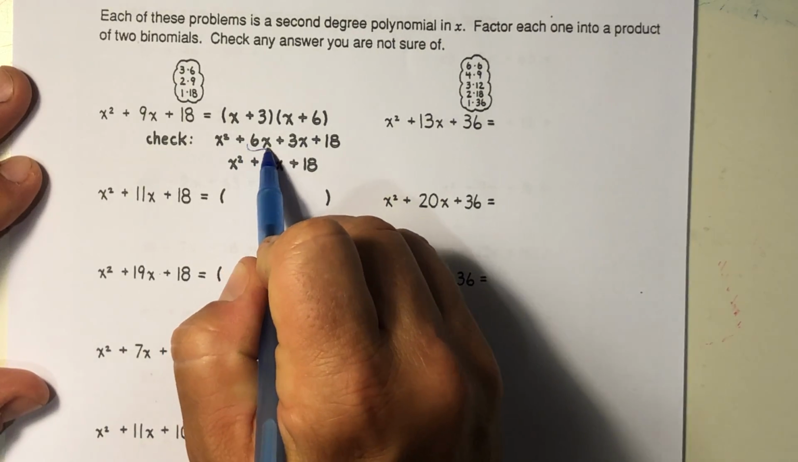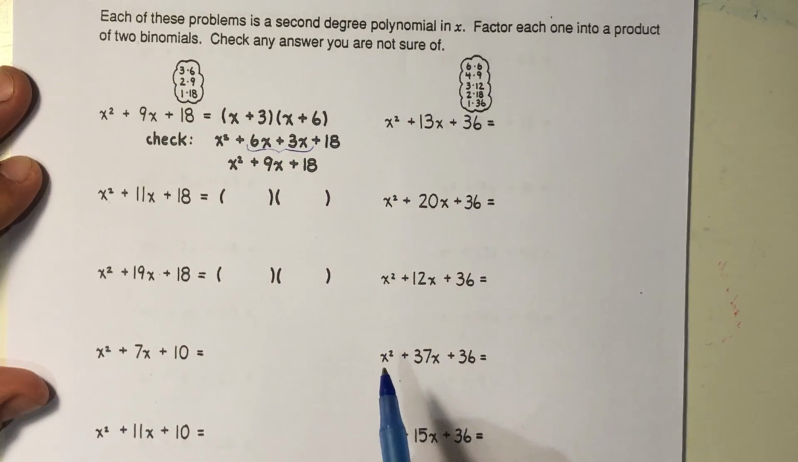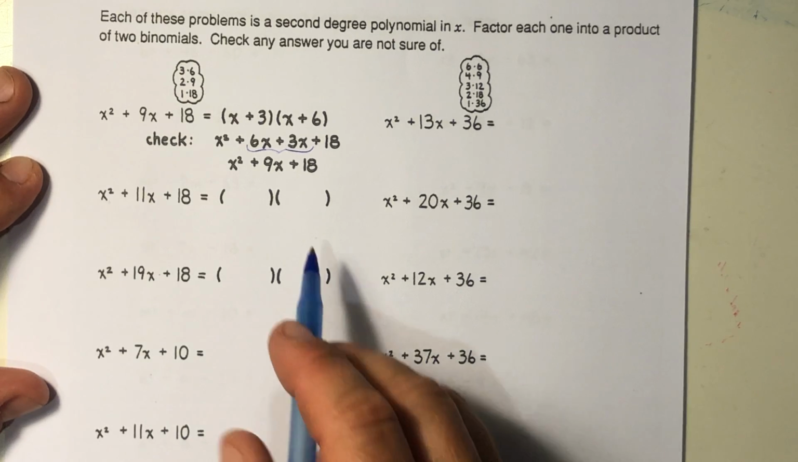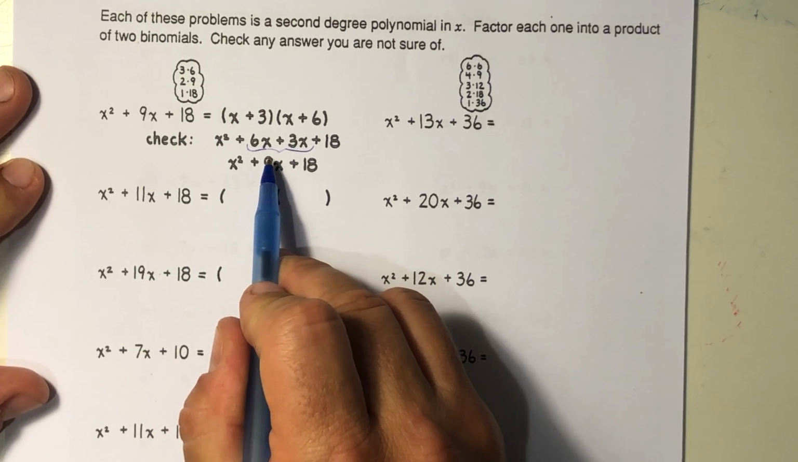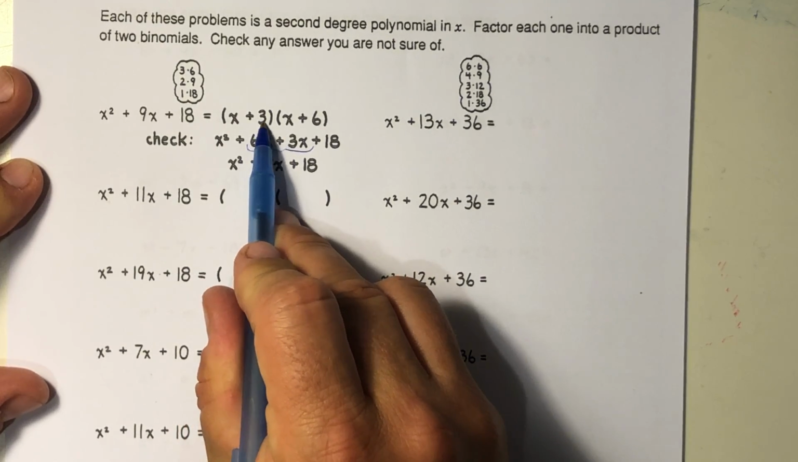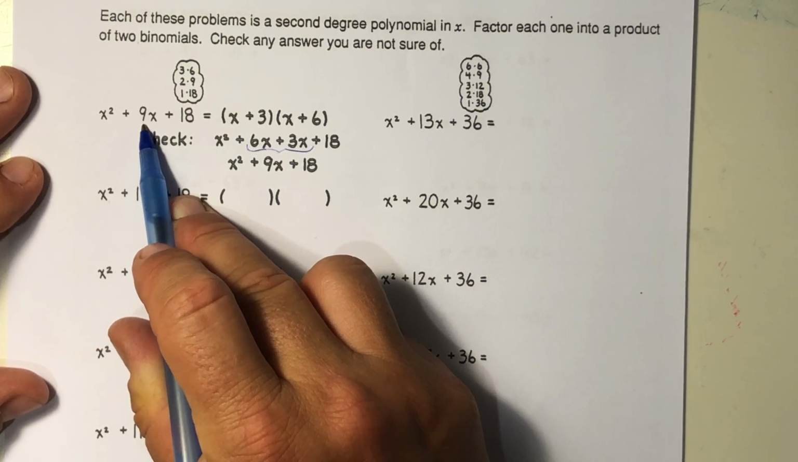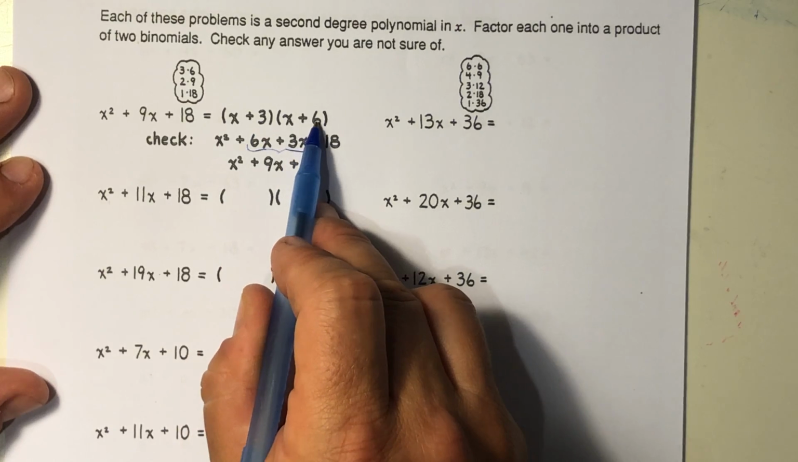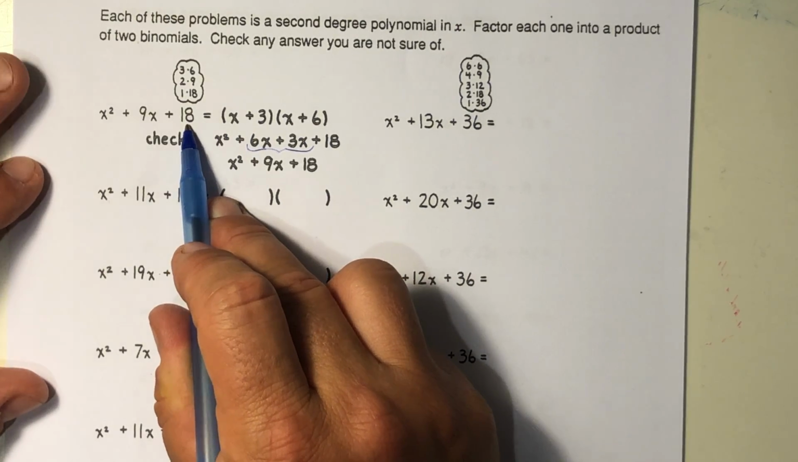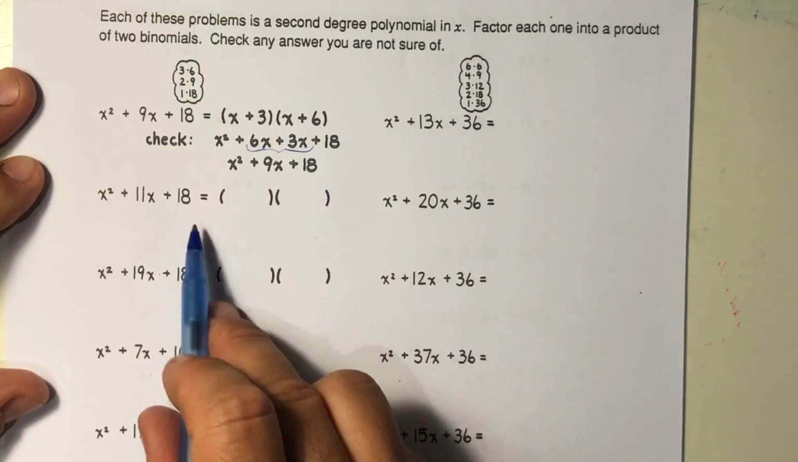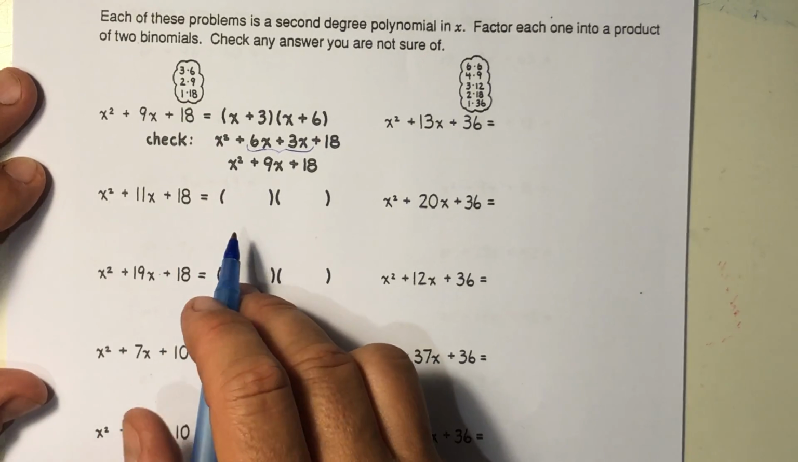Notice that in the middle here, we have like terms. Anytime we can simplify, we should. So there's a shortcut, and that shortcut is these two numbers have a sum of the middle number, 9. These two numbers have a product of the last term, 18. So when we go to try and factor these, we should be able to take a shortcut.